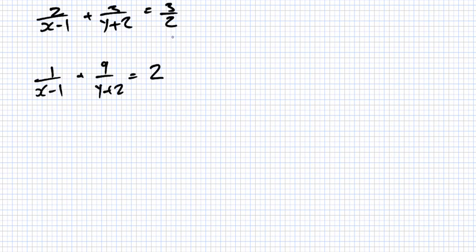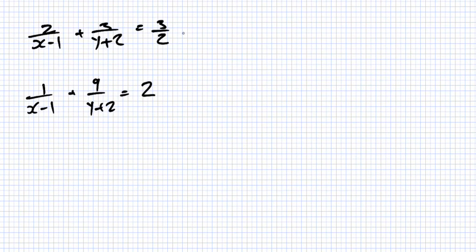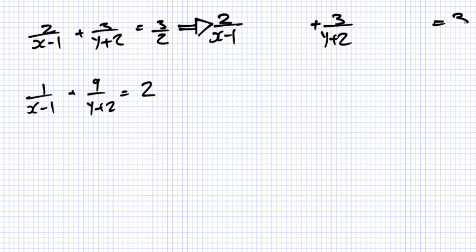So I think what we'll do here for the first one, I'll just make a bit of space. 2 over x minus 1 plus 3 over y plus 2 equals 3 over 2, and then here I'll just write them again with a bit more space. 1 over x minus 1 plus 9 over y plus 2 equals 2.